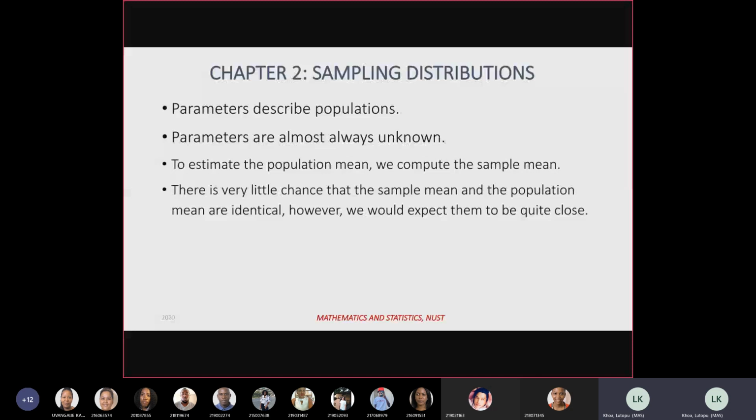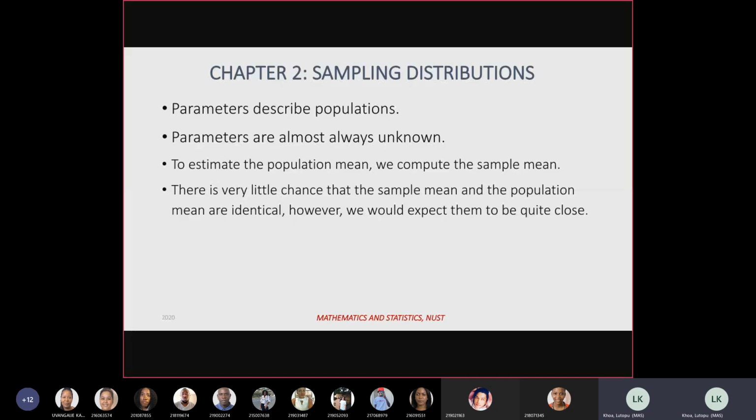Now with chapter 2, we look at sampling distributions. So we know that parameters describe populations. Parameters are almost always unknown. Okay, to estimate the population mean, we compute the sample mean, and there is very little chance that the sample mean and the population mean are identical. However, we would expect them to be quite close.